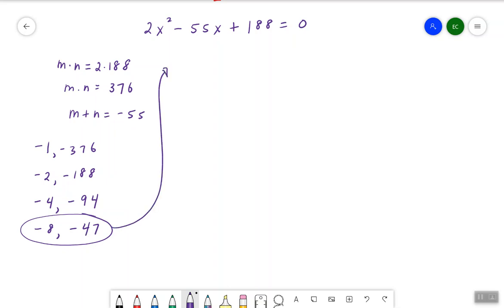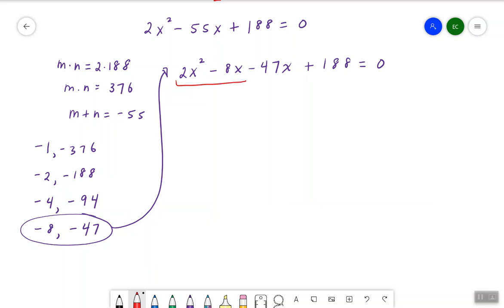So we're going to come back up here, and remember what we do. We're going to write the middle term now as the sum of two terms. The 2x squared just comes down, but then negative 55x gets rewritten as minus 8x minus 47x. And then the 188 just comes down, and all that's equal to 0.